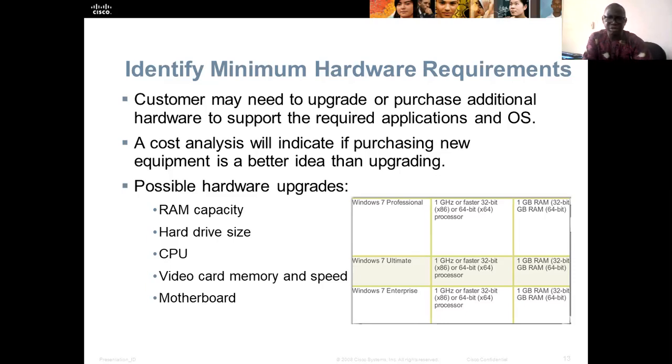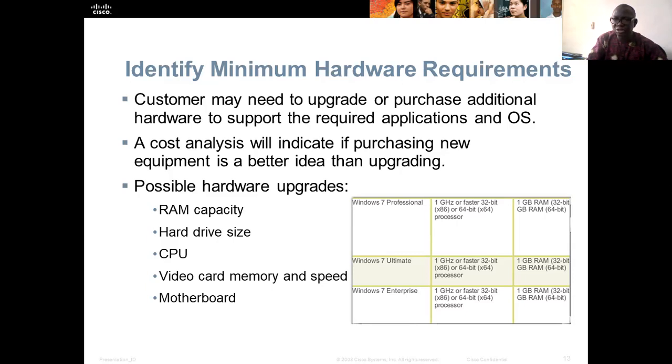Now, possible hardware upgrades. You can upgrade your RAM capacity in case the applications need more RAM. Hard drive size can be increased through upgrades. CPU also can be upgraded. Video card memory and speed can be upgraded. Motherboard can also be upgraded for better features and addresses and all the other features we have in the system.